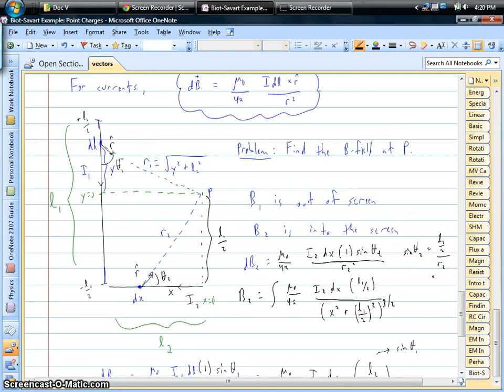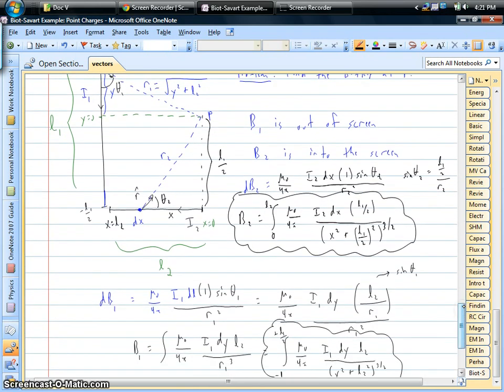Now, what should the bounds be on this? This is what tends to change when you have these wires. It all kind of depends on where the point is with respect to your wire. Now in this case, one end of the wire is x equals 0, the other end of the wire is its length, L2. Okay, so if we go from 0 to L2, that would add up all of these contributions. Okay, that's how we find the strength of the magnetism caused by wire 2.